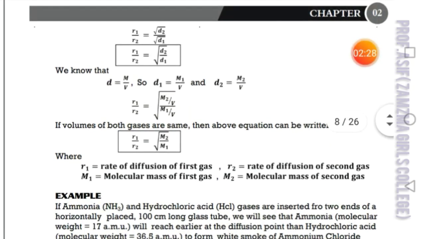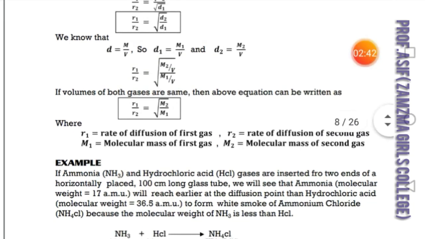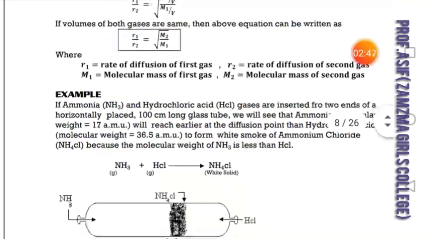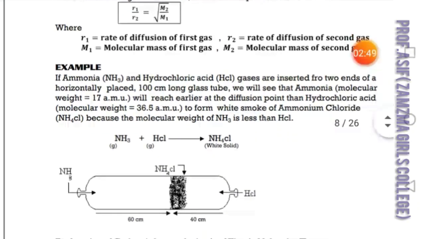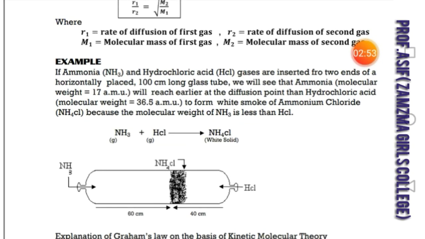Students, densities d2 and d1 can be replaced with m2 and m1. Why? Because if we substitute the value of density, mass upon volume, both volumes would be cancelled out. So you can have the final relationship. Look into an example to get more understanding about this topic, Graham's diffusion law.